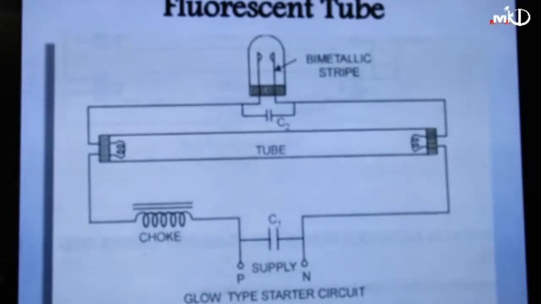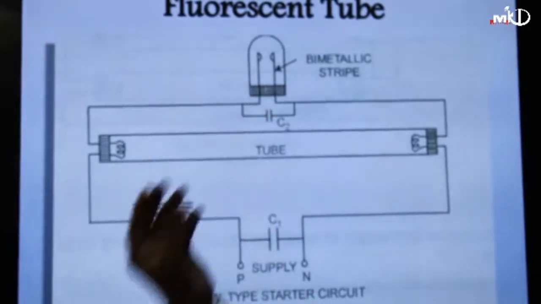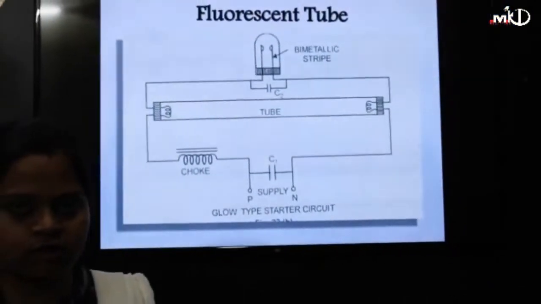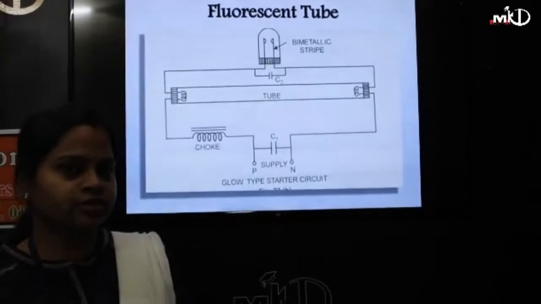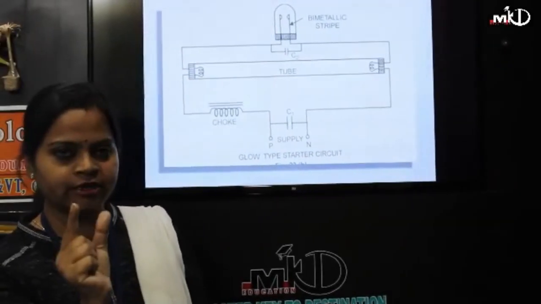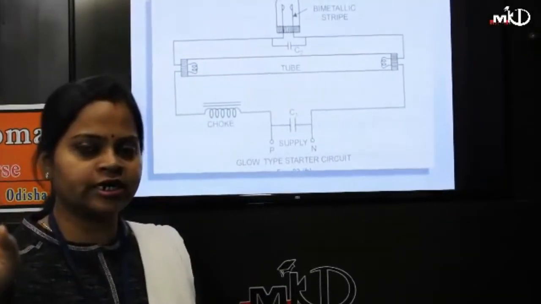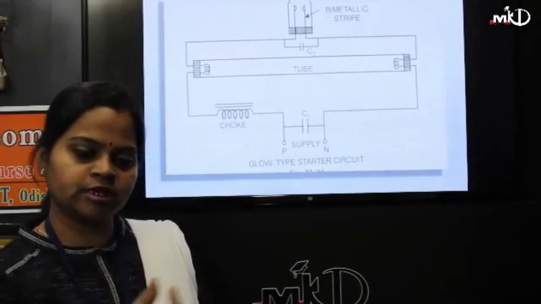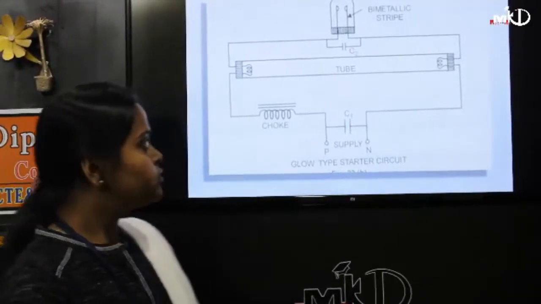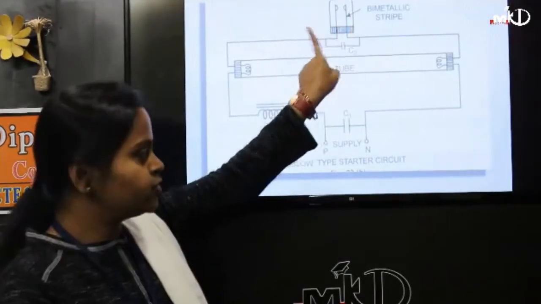If you have used it at home, once the light has started, if you remove the starter, the light will keep glowing; it will not switch off. The starter is used only for starting purposes. It looks like a small cylinder, like a capacitor. Once the tube light has started, if we remove it, there is no problem, the light will glow. This one is the bimetallic strip. It is the structure of the starter.